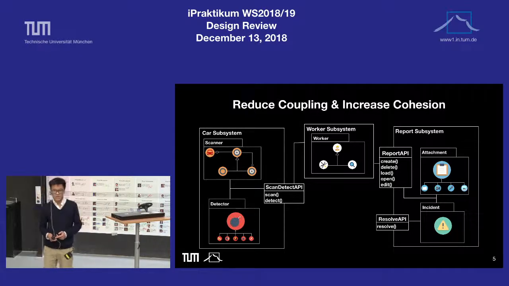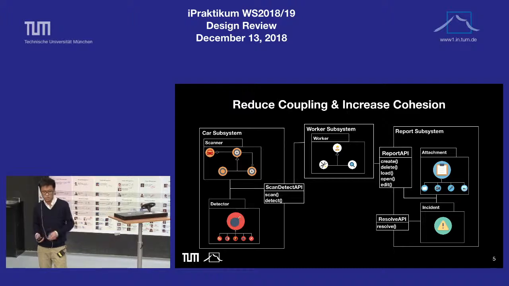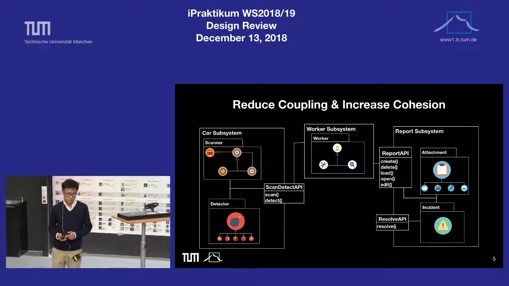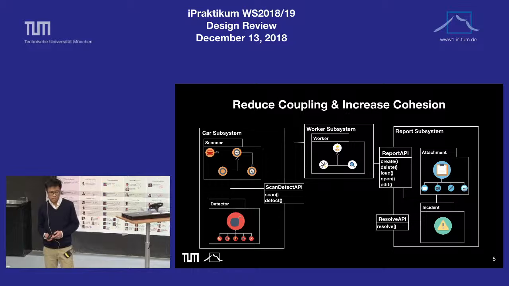It has a method called scan. Scan originates from the scanner package, and what scan does is it allows a worker to scan a car or a car part and then provides him with basic information about it. Detect comes from the detector package, and detect automatically detects a damage in case there is one, and then gives a probability on what the damage could be. So for example, it says with a 95% certainty, this is a scratch.